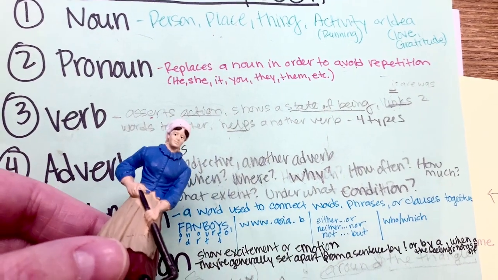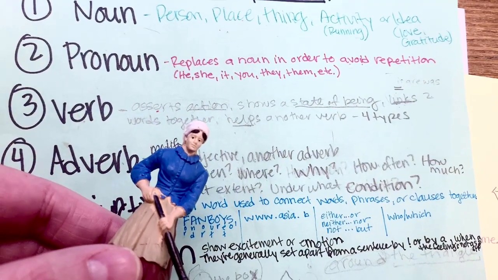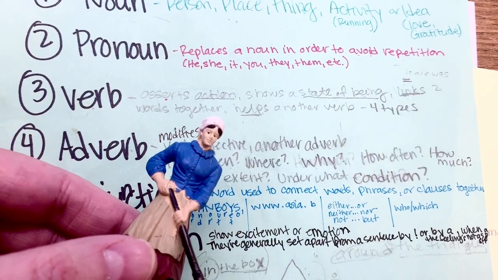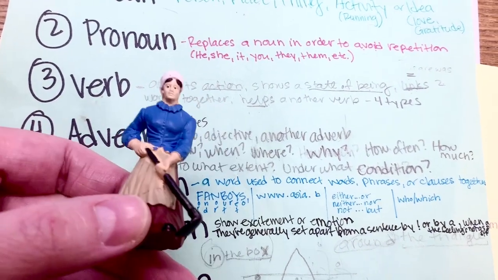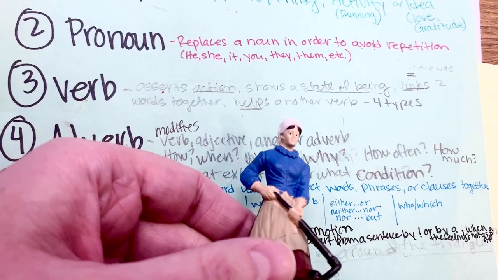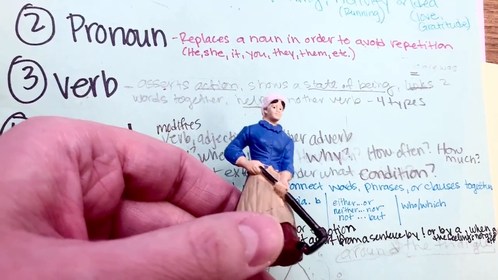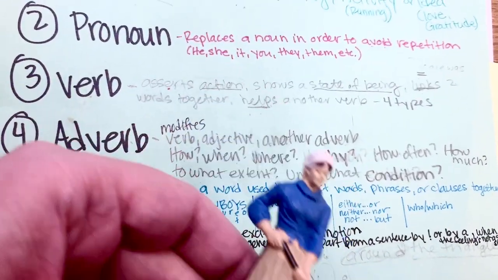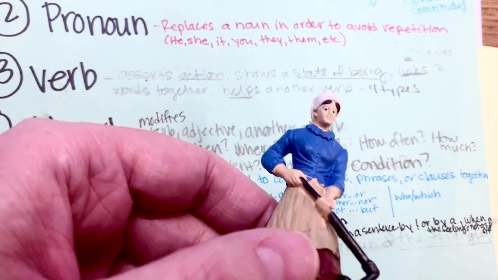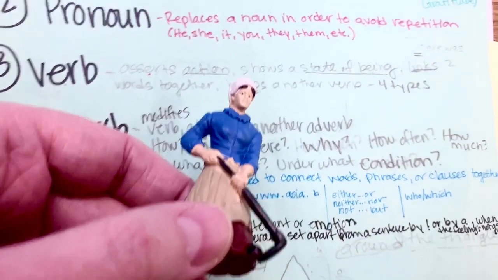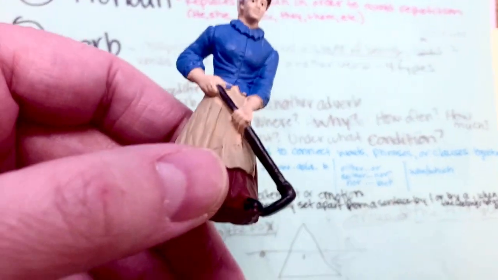It's a state that I am in. Linking two words together. Let's see. I am a woman. So I and woman are being linked together. And helps another verb. Well, I'm helping someone else. So I am helping someone else. Am can actually form or function as a linking word, a state of being, and a helping verb. What did you know? Very good.